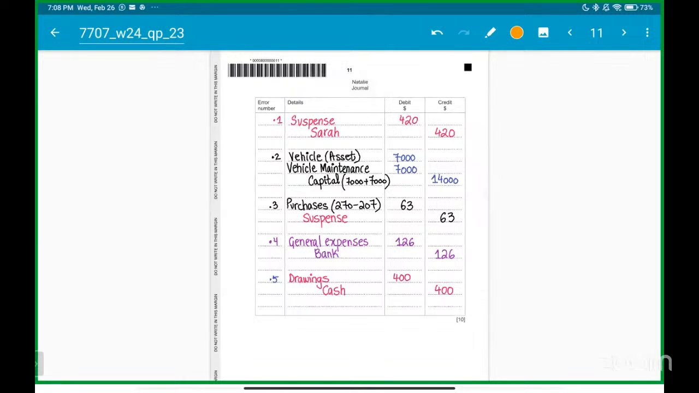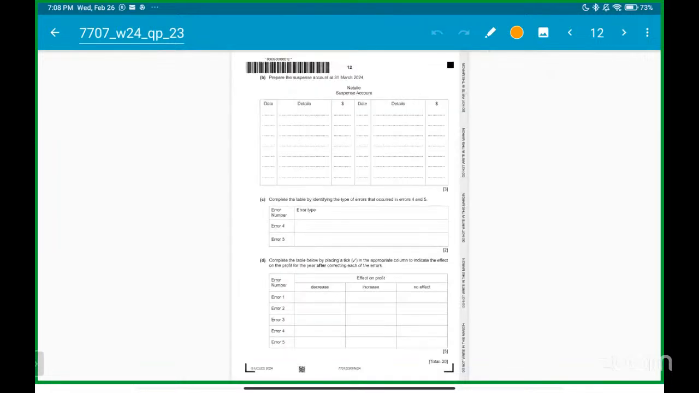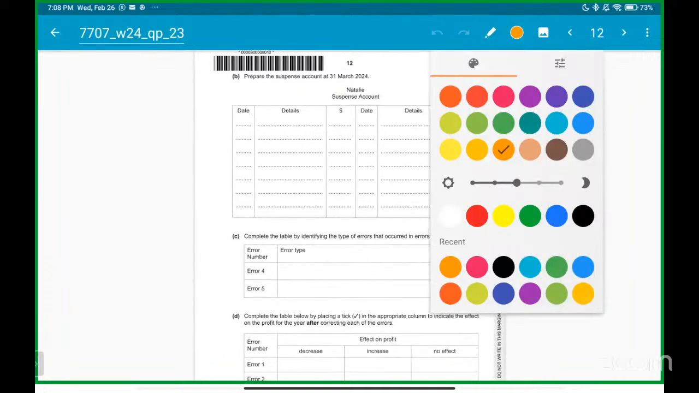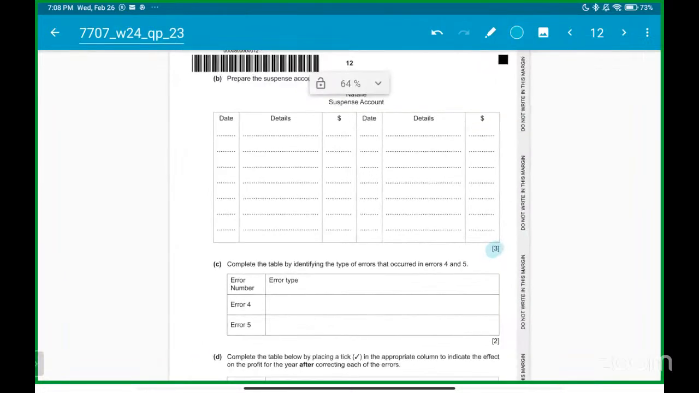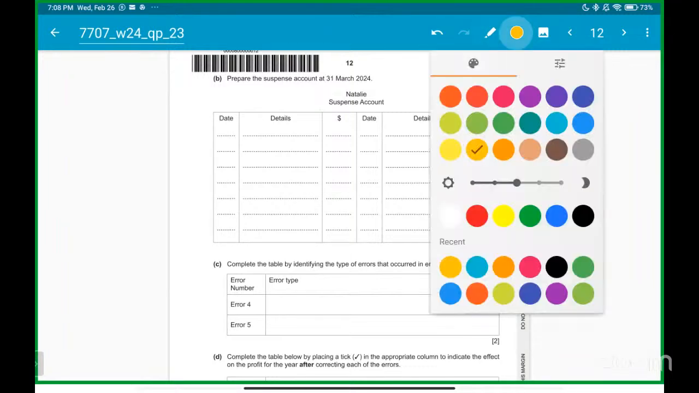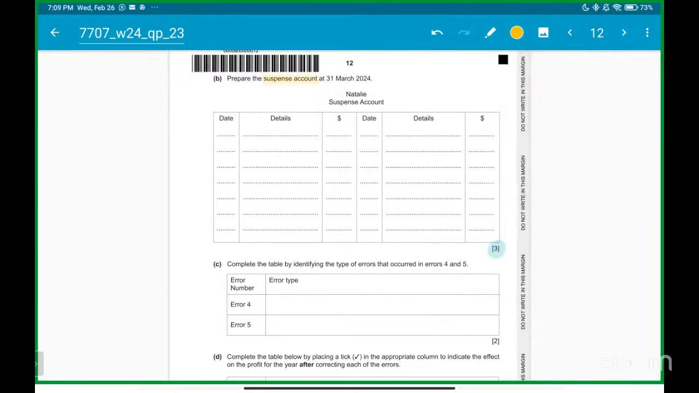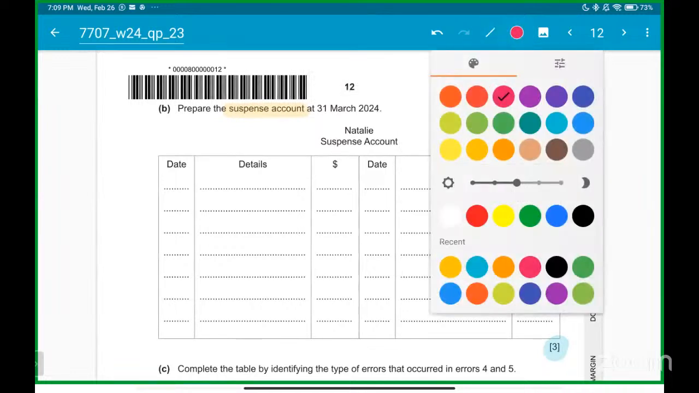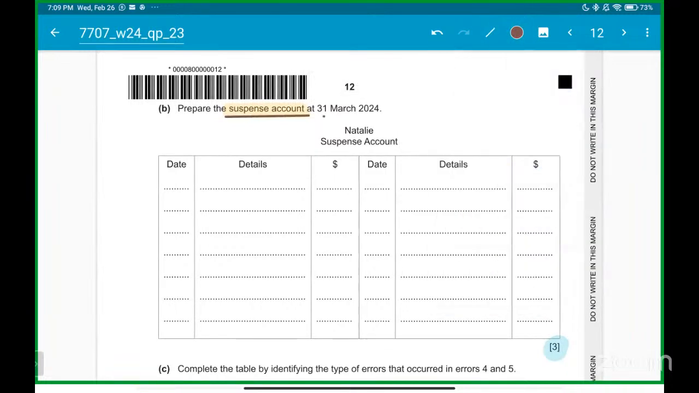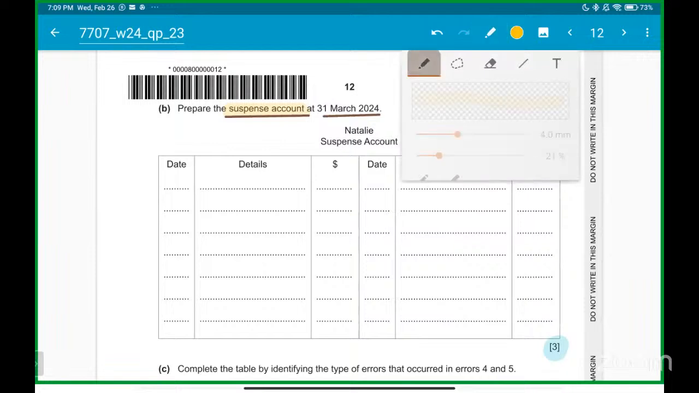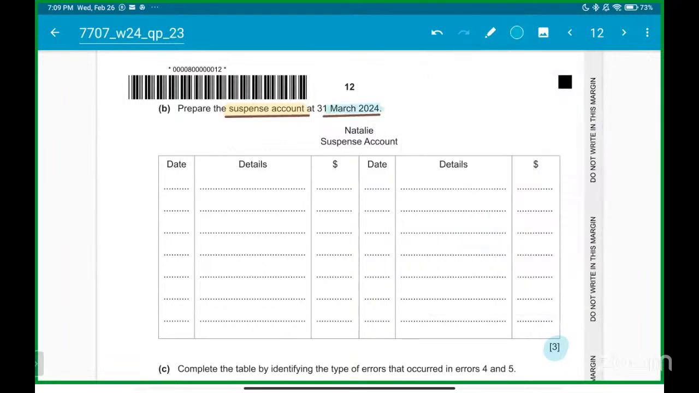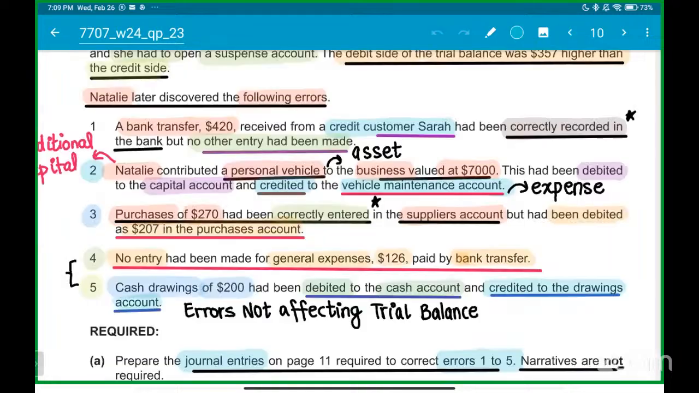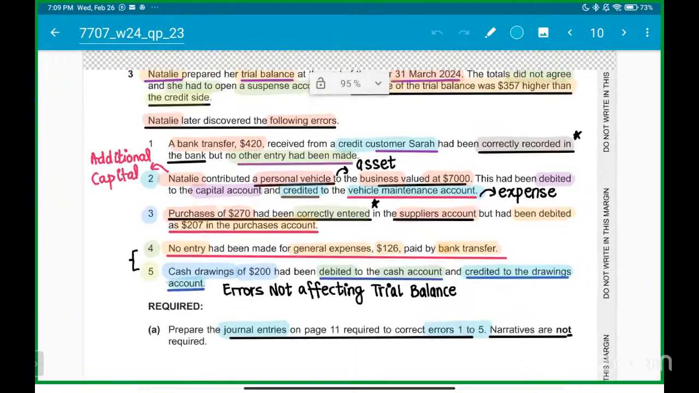How do you get the journal entries correct for the errors and the suspense account? Then the next is very simple. That's why they are reducing the marks now for this. You have a 3 marks question in which we have to prepare the suspense account, students. How do you prepare the suspense account at 31st March 2024? The first main thing will be the information. All information is relevant from the above.